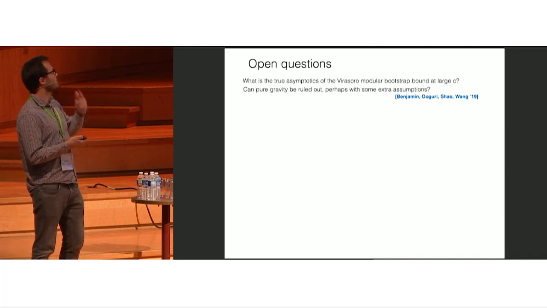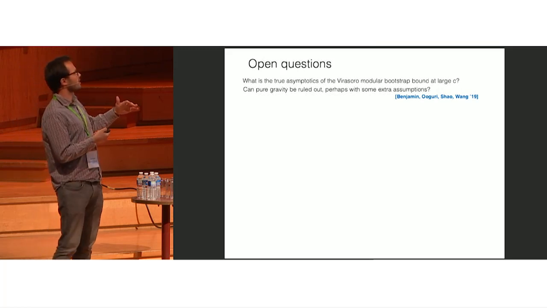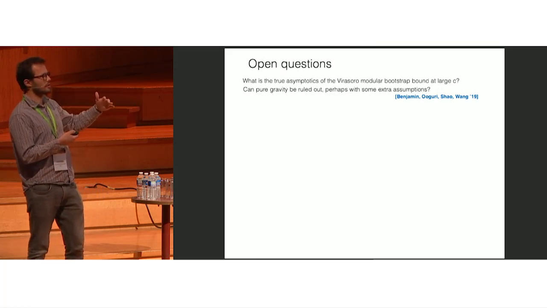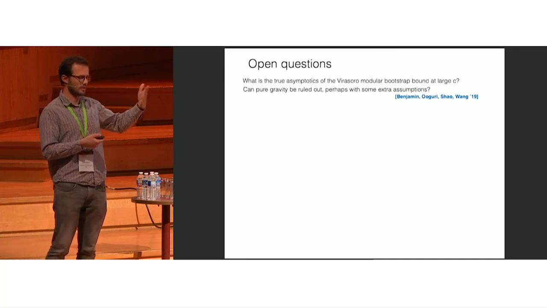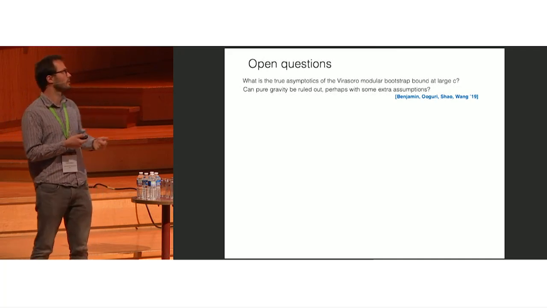Let me finish with some open questions. It would be very nice to understand the true asymptotics of the Virasoro modular bootstrap at large c. I just showed you that there is an upper bound, which is like c over 8.5, but this is still not the optimal result.